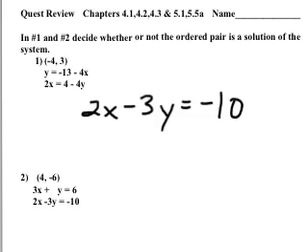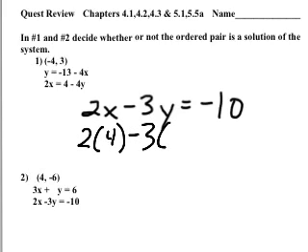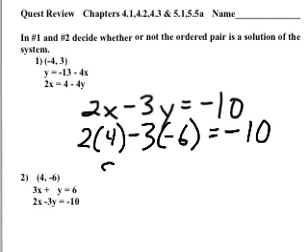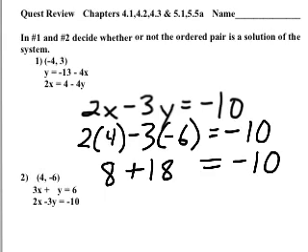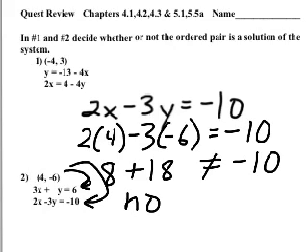Now we'll see if it works in the other one. 2 times 4 minus 3 times -6 should equal -10. 2 times 4 is 8. -3 times -6 is a positive 18. Does that equal -10? No, it does not. It equals 26. So it doesn't work. It works in the top equation, but it does not work in the second equation. So it doesn't work for the system. So this one's yes. The second one's no.